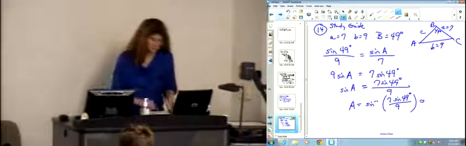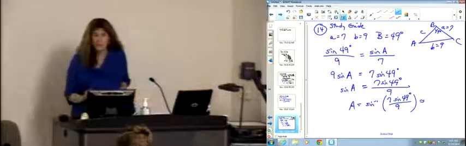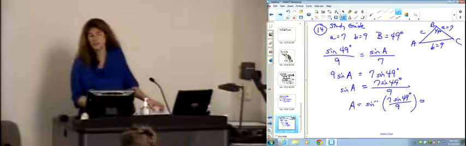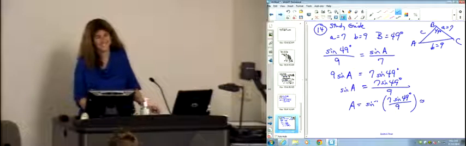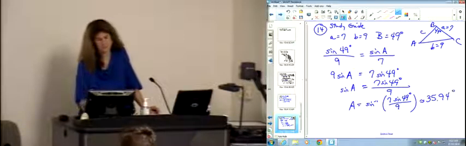And that's approximately equal to, what's it approximately? 35.94 degrees. See if that's what you get. That's what the paper says. Okay, I cheated. See if that's what you get there.